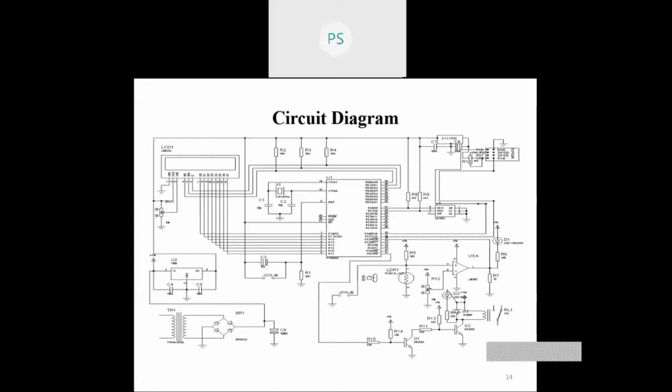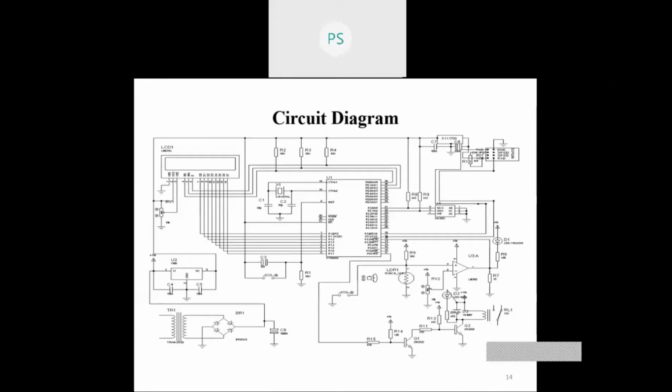From pin number 18 and 19, we have to connect two ceramic capacitors of value 33 picofarad to ground. According to the datasheet, these C1 and C2 could be anything between 20 picofarad to 40 picofarad. We have chosen 33 picofarad as it is easily available.